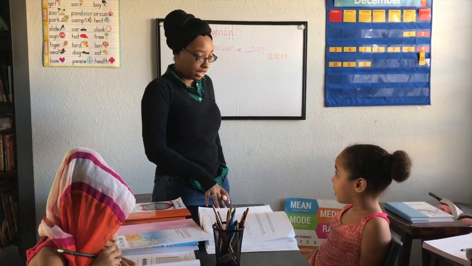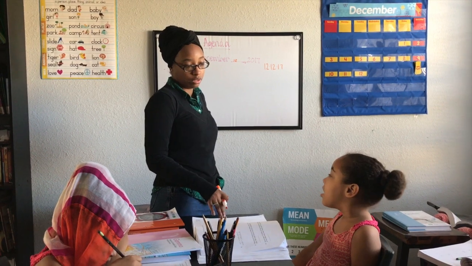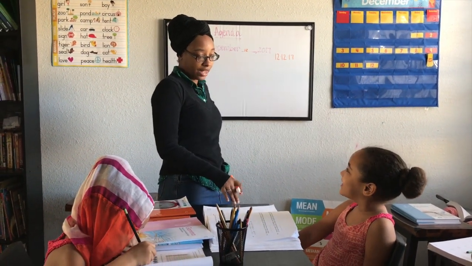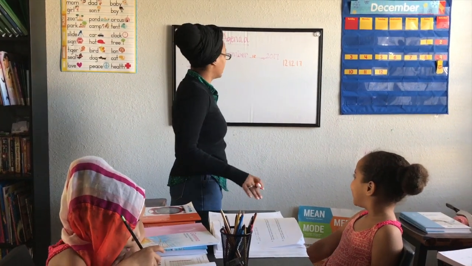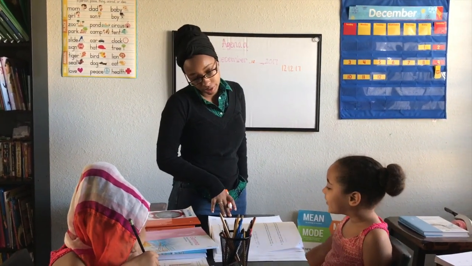We're going to add, and we're going to use place value notation. Do you remember your place values? Yeah. What are they? Ones, tens, and hundreds. Ones, tens, and hundreds. Very good. Okay, so we're going to do your example.